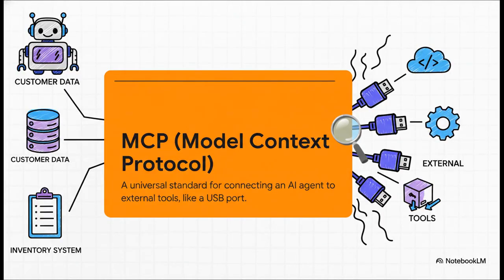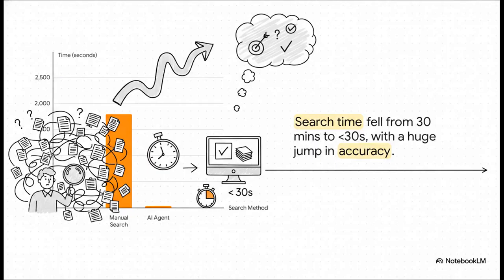Now, what if the agent needs to do something more than just read documents? What if it needs to check a live customer database or look at an inventory system? That's where MCP, the Model Context Protocol, steps in. And this idea is so cool. It's basically a universal USB port for AI agents. It lets them autonomously connect to and use pretty much any external tool or API without needing a bunch of custom code.